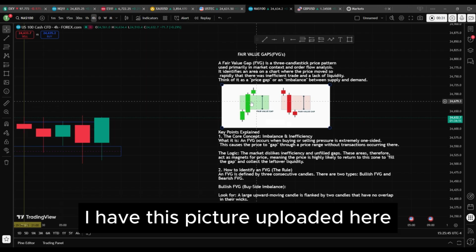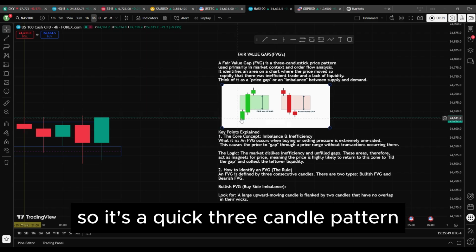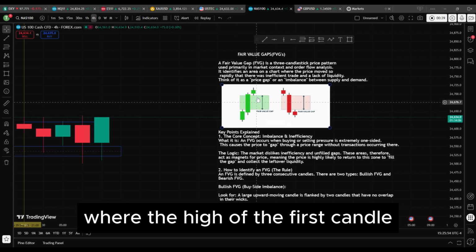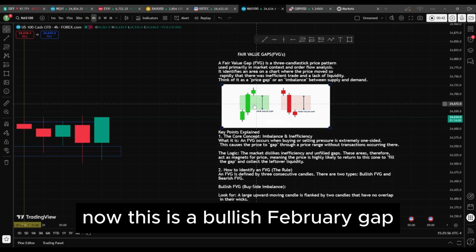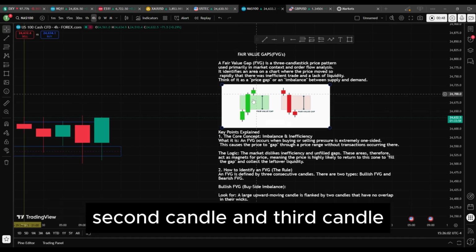I have this picture uploaded here. This is a simple bullish fair value gap. So it's a three candle pattern where the high of the first candle does not overlap with the low of the third. This is a bullish fair value gap. So you see this three candle pattern: first candle, second candle, and third candle.